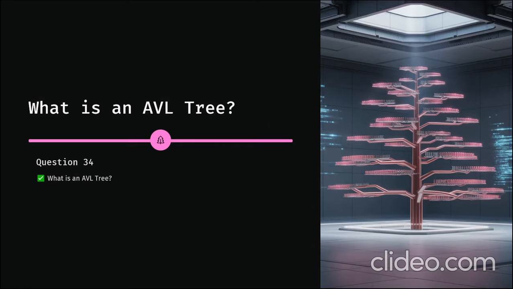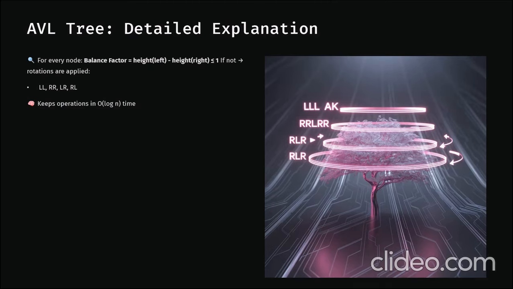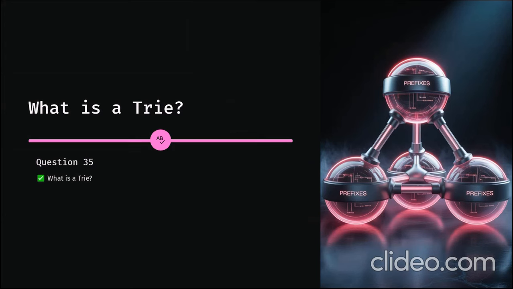So let's move to the next question, and it is AVL tree. An AVL tree is a self-balancing binary search tree. For every node, balance factor equals height left minus height right, and must be less than or equal to 1. If not, then rotations are applied. So it keeps operations in O(log n) time. So AVL is equal to always balanced BST.